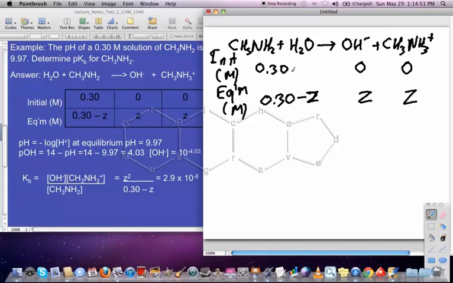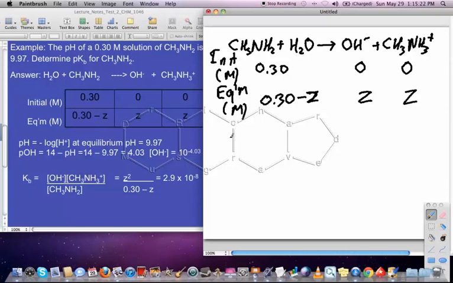So the amount of CH3NH2 is going to go down by an amount Z, but these two will go up by the same amount. Got to remember, if we're starting at 0.30, it can only go down. And since this is at 0, it can only go up. Alright, what we need to do now is find a link here so we can get the concentration of OH minus. If we get the concentration of OH minus, we can get Z.